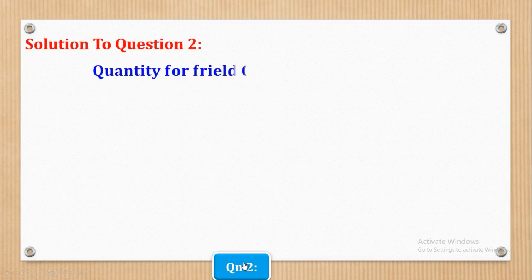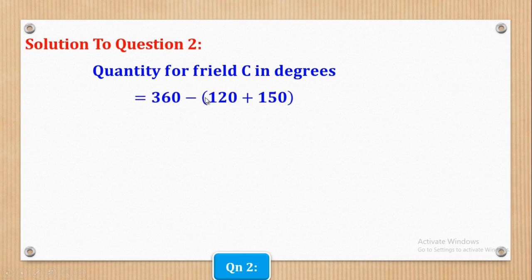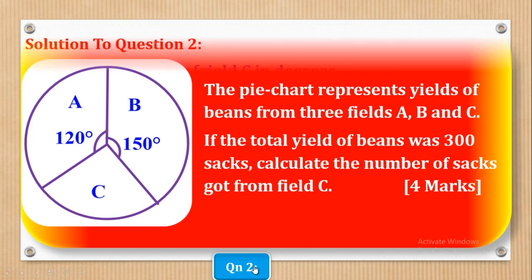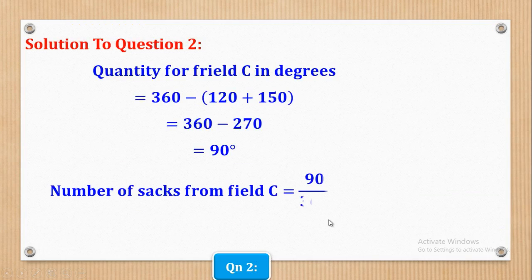When we do that, we shall come up with the quantity of field C in degrees being equal to 360 minus, in brackets, 120 plus 150, to give you 360 minus 270, which will end up being 90 degrees. So the angle corresponding to C will be 90 degrees. Now that we know the angle corresponding to C and know the total, which is 300, we say that the number of sacks from field C will be equal to 90 over 360 multiplied by 300, the total, to come up with 75 sacks.